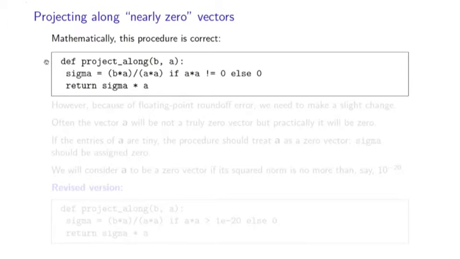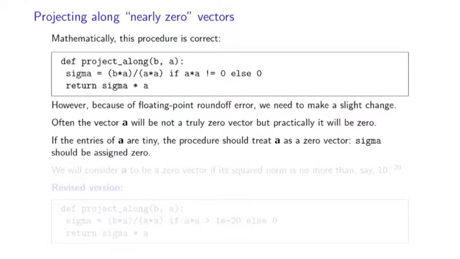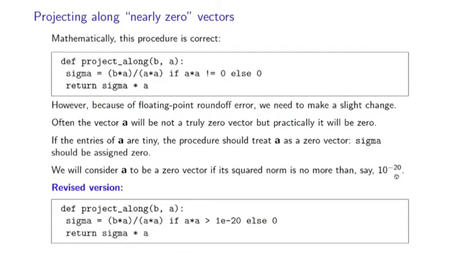Mathematically, the implementation of project along we've given is correct. However, because of floating point roundoff error, we have to make a change to this. Often the vector A will not be a truly 0 vector, but practically it will be 0. If the entries of A are tiny, the procedure should treat A as a 0 vector. In other words, sigma should be assigned 0 in that case, and the resulting vector should be the 0 vector. We'll consider A to be a 0 vector if its squared norm is no more than some tiny number, say 10 to the minus 20. So here's a revised version of the implementation of project-along.